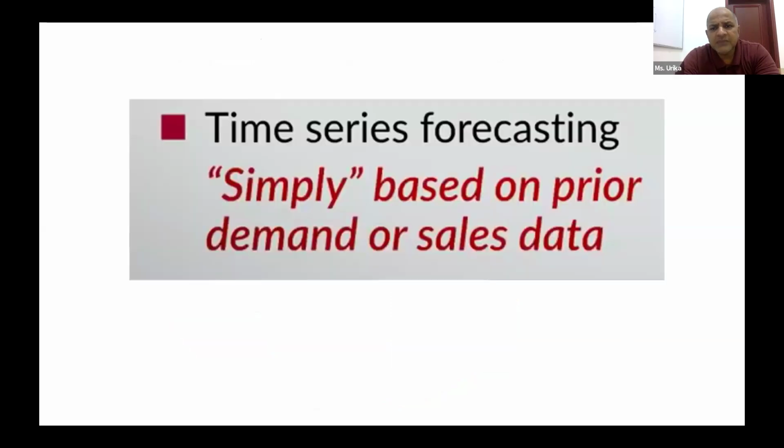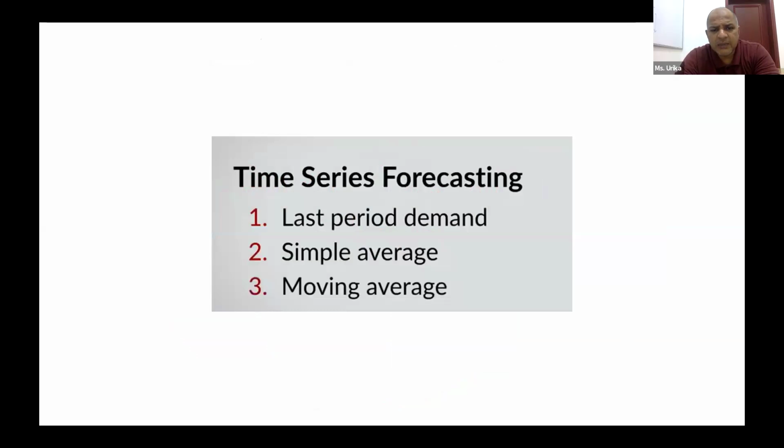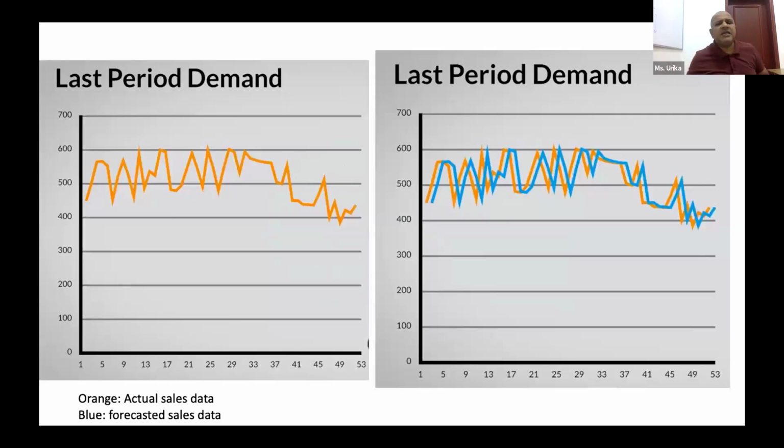Time series first. The naive method is simple: time series forecasting using the last period of demand, simple average, and moving average. We have to go for simple average and moving average. Can you look at this last period demand? This is the last period of demand. According to the same demand, you copy and paste it.